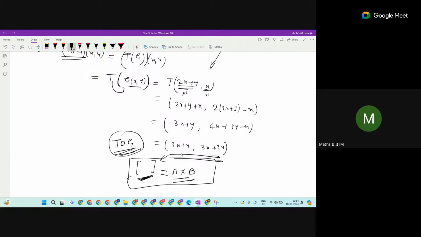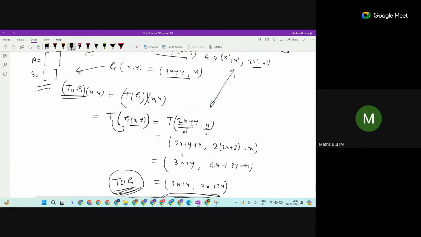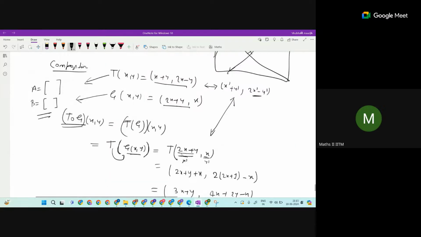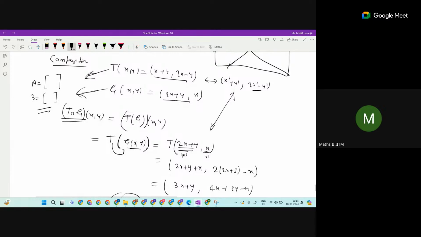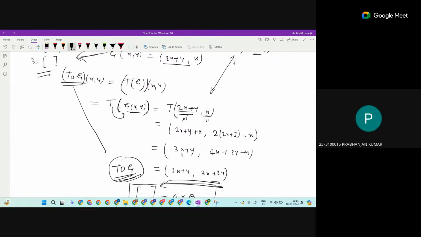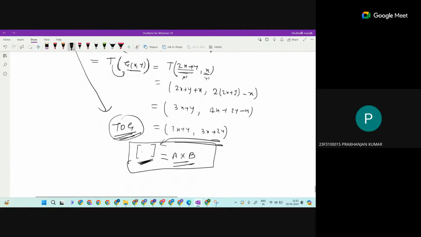This is the beauty of the linear transformation. Just find the matrix representations separately, as we calculated here. If you multiply them, it is going to be the matrix representation of the composed linear transformation.